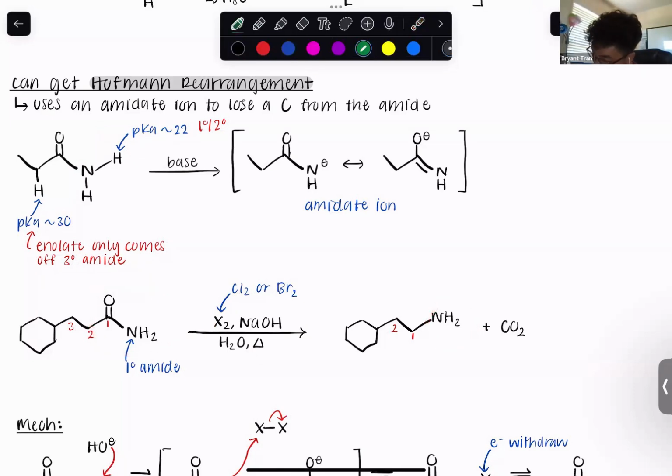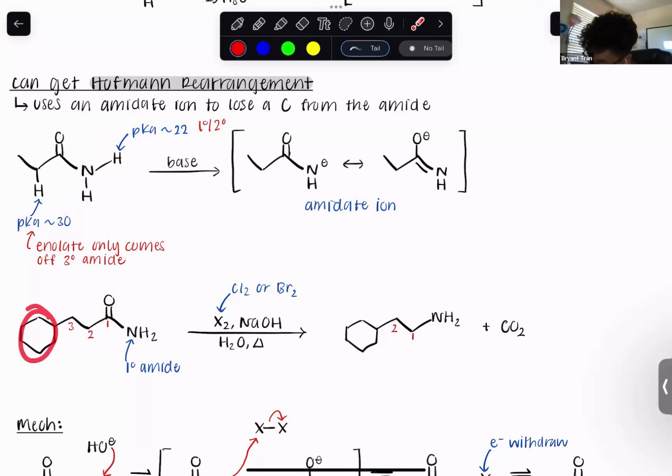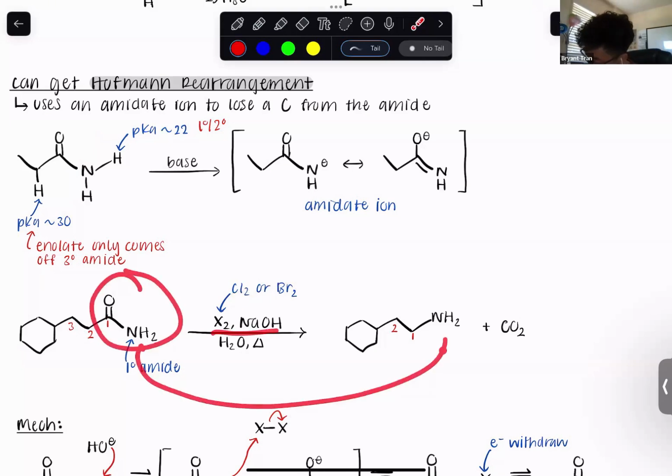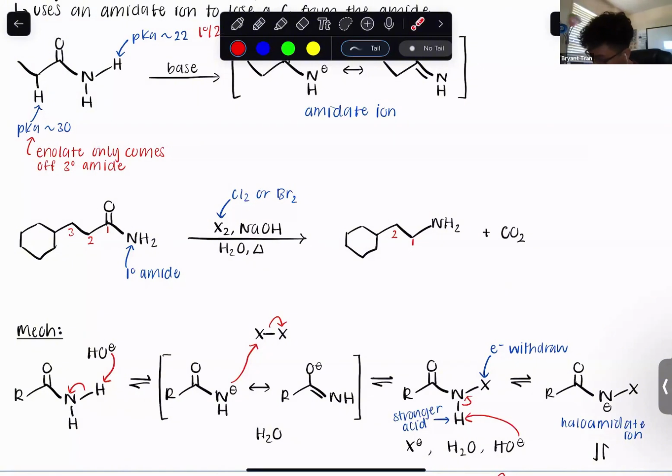And the most important thing about this reaction is that we get rid of the carbonyl carbon. We lose one carbon here. So this is important for synthesis, right? So the carbons coming off of the ring are 1, 2, 3. But when we do Hofmann rearrangement, we completely convert this primary amide to this amine right here, where we lost that carbonyl carbon. And now there are only 2 carbons coming out of the ring like that. That carbonyl carbon came out in the form of CO2.